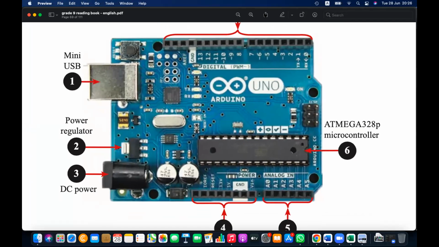Let's count the number of pins. You can see 1, 2, 3, up to 14 pins. If you count from here, 0 to 13, altogether it's 14. Some additional pins are there as well, for power, and other than the power pins you have ground pins. So there is another ground pin there. Normally it is covering these 28 pins.